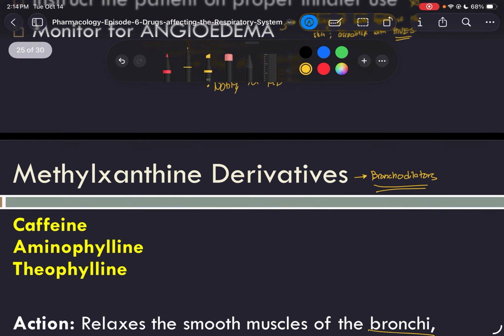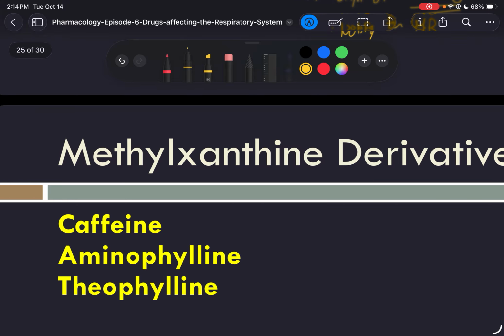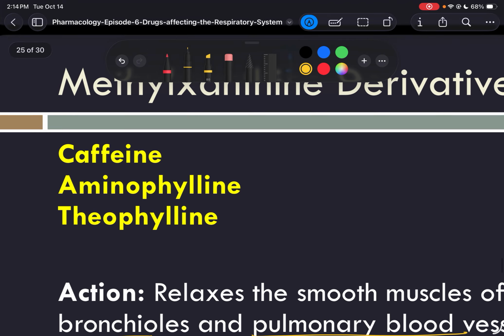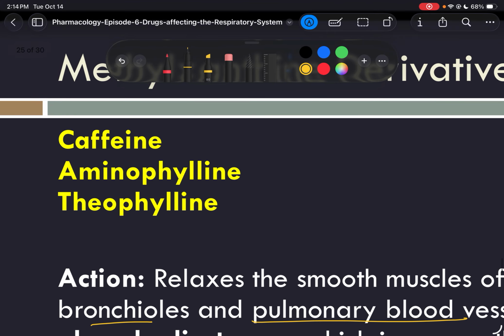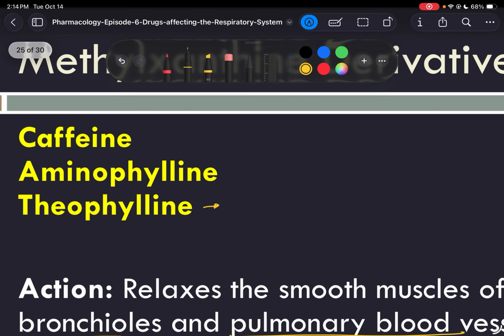There are 3 examples, class. We have our caffeine. And when I say caffeine, I am referring to the caffeine that is found in your coffee. No, that is a methylxanthine derivative or a xanthine derivative. We have our aminophylline and our theophylline. Now, the thing you need to remember about all of the drugs is commonly theophylline is the one that they use. We commonly use this, no?